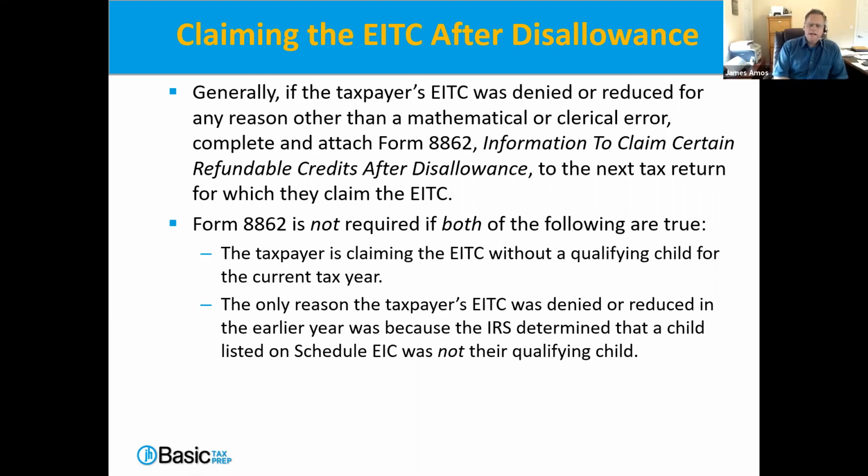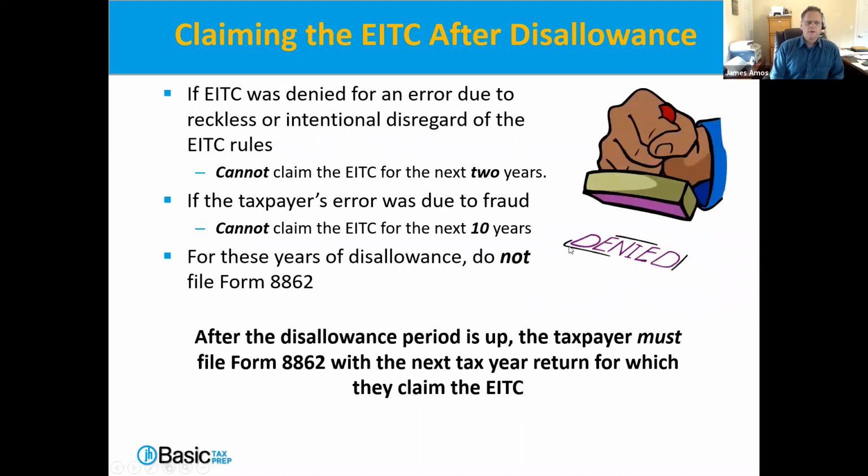Now, if an EIC, we've touched on this last session too, with the other credits, the education credit, if a credit has ever been reduced for a reason other than a math error or clerical error, then that person can be disallowed from claiming it in future years, and they might have to in following years do a Form 8862, which is a special form where they have to give more information to be able to claim it in following years. And that's all I'm worried about there.